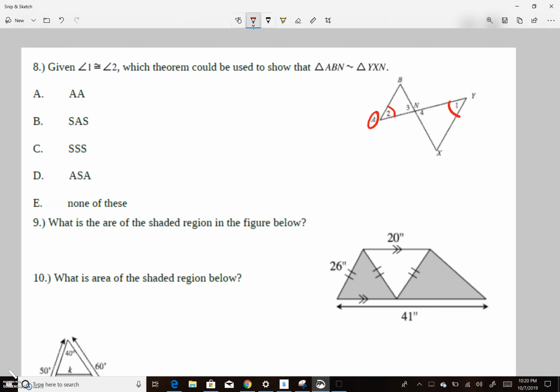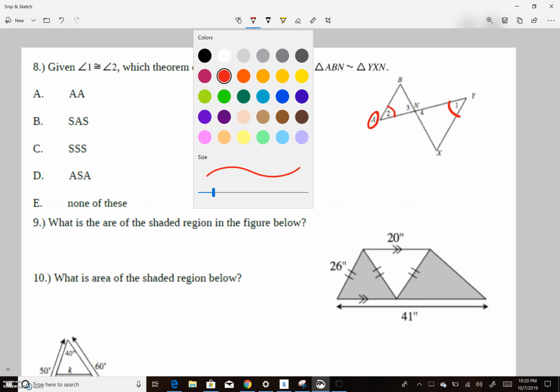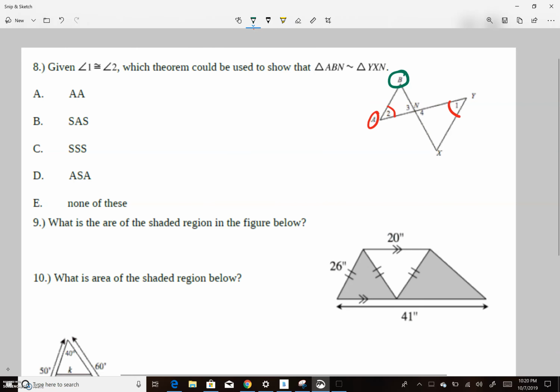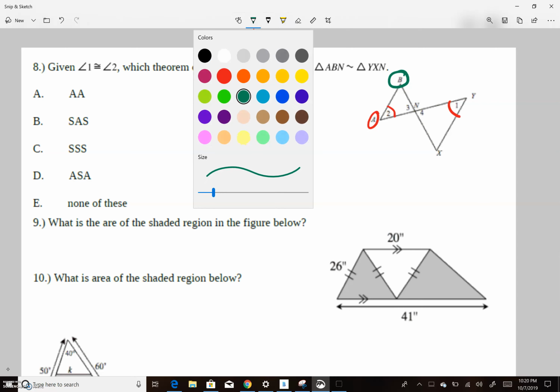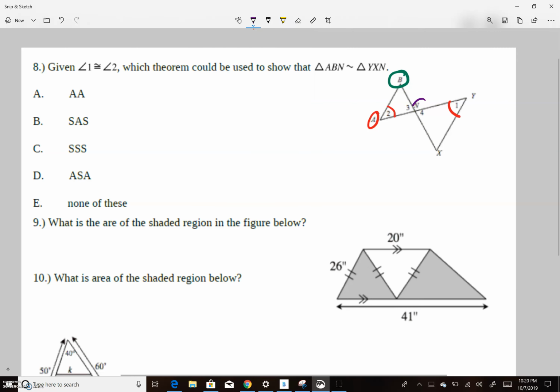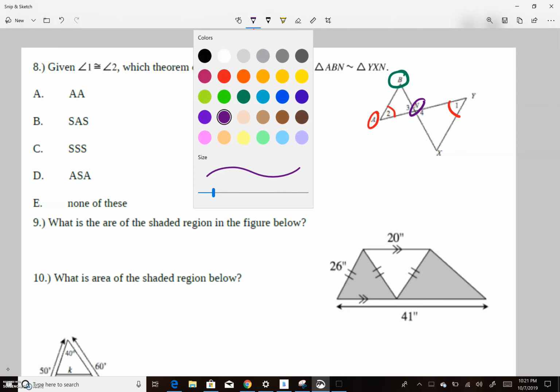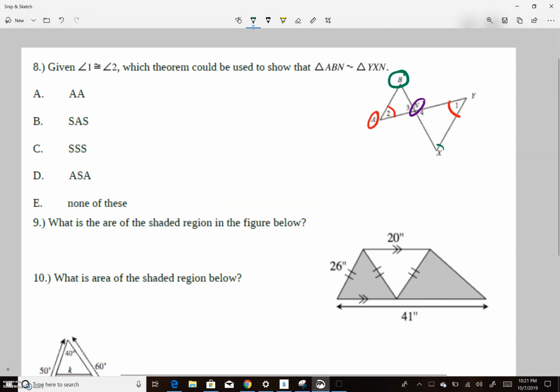Does this do colors? A, B, and then what color should N be? Purple. ABN is similar to YXN. So YX, and the color I started off with, which was red.